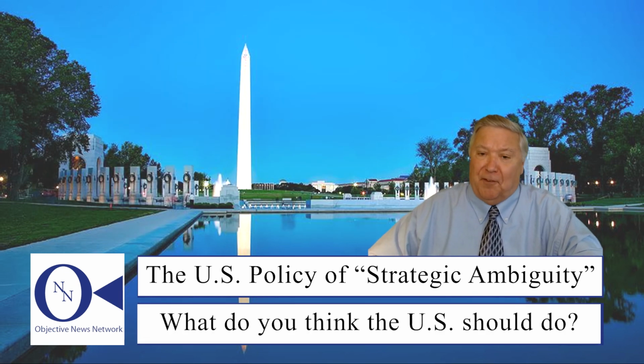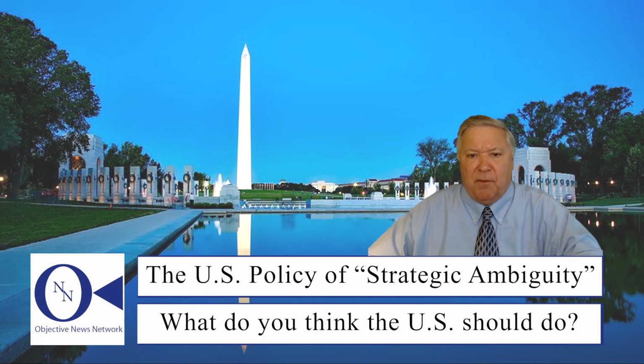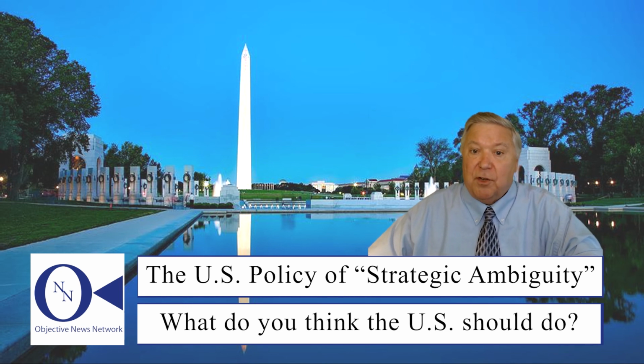Now that authentication has armed us with some of the facts on both sides of the issue, the rest of the answer is up to you. After looking at the issue of strategic ambiguity in Taiwan, what do you think the United States should do? We look forward to seeing your ideas at our ONN blog.